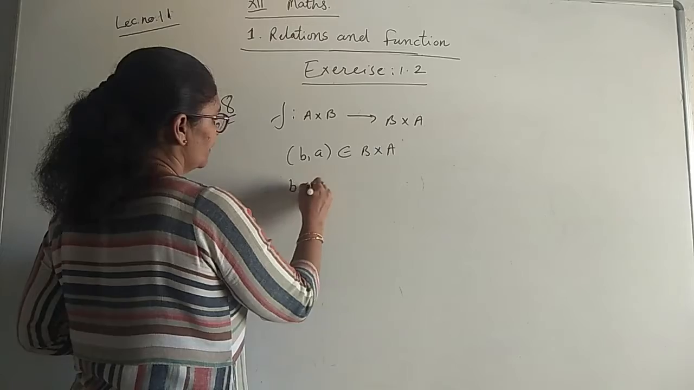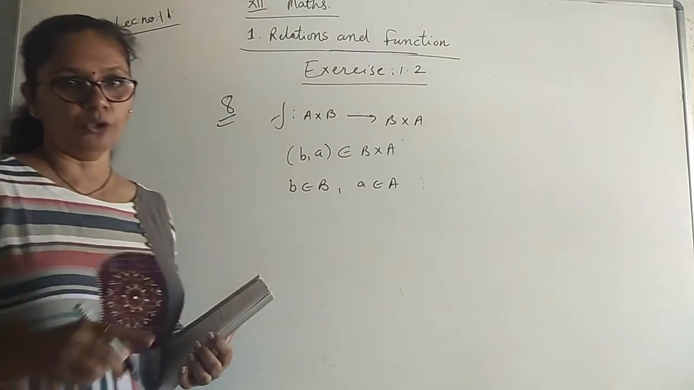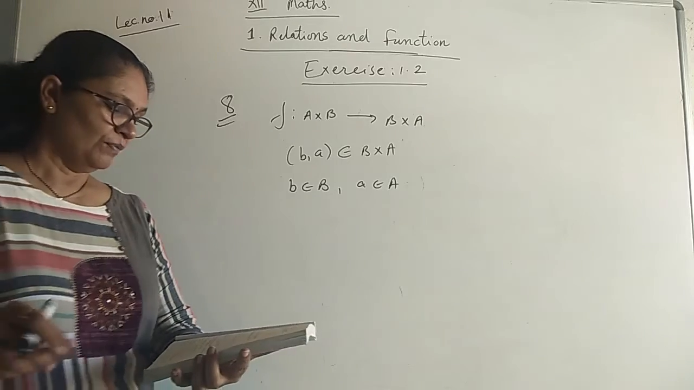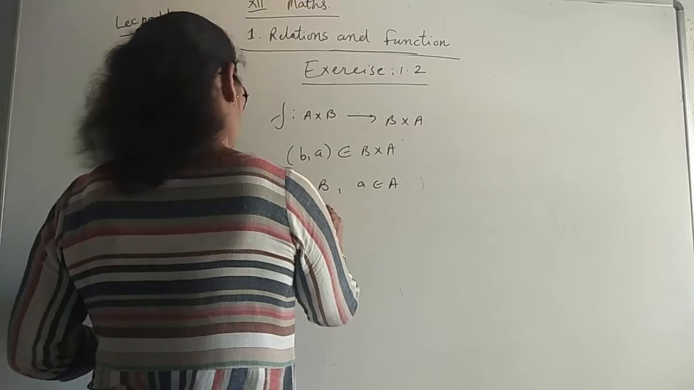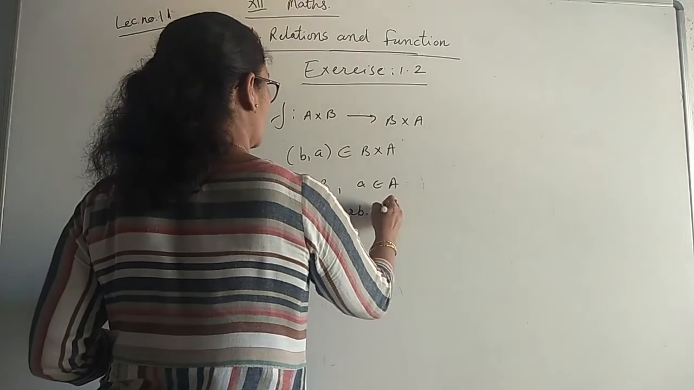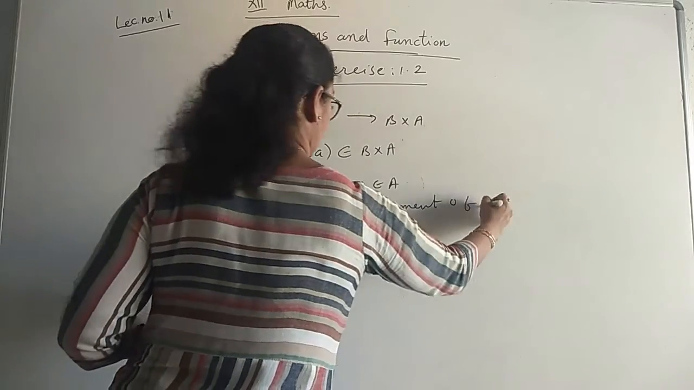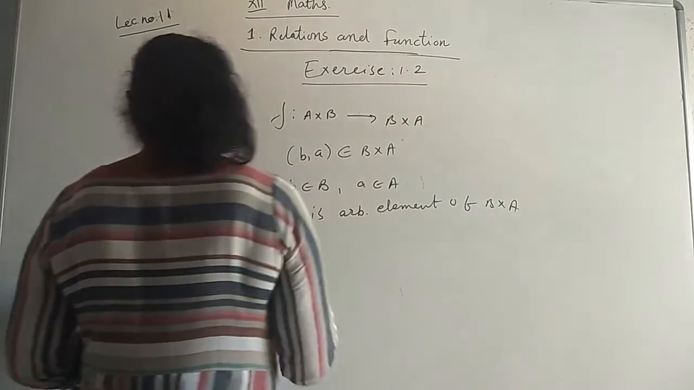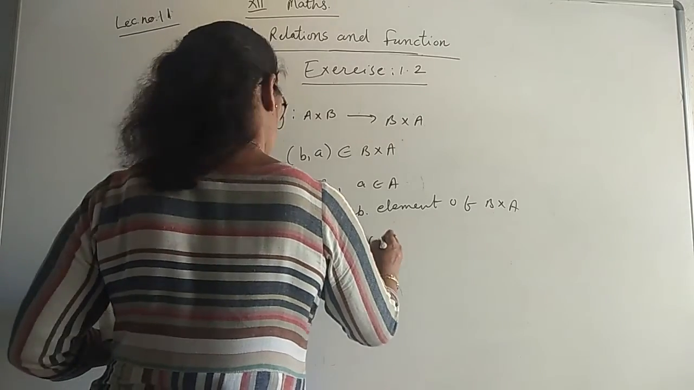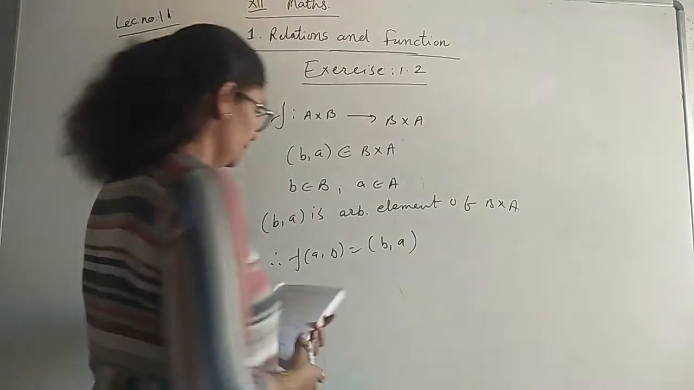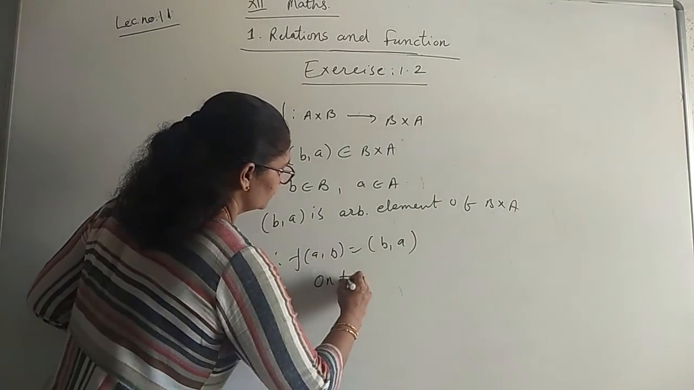What is the meaning of it? B in B and A in A. We are doing onto, because for one-one I have already solved. Okay. Now what is the meaning of it? That (B, A) is an arbitrary element of B cross A. What is the meaning of it? We can write (A, B) equal to (B, A). That means you can say it is onto.